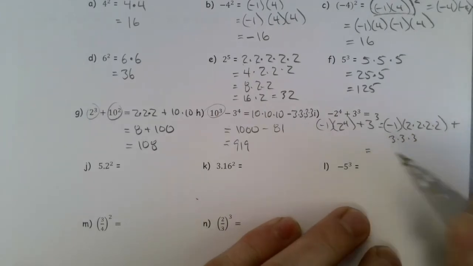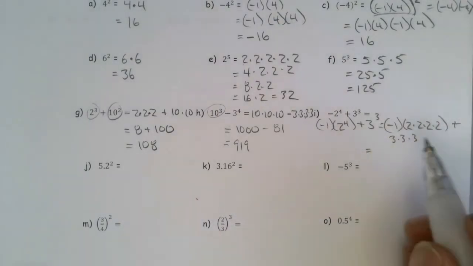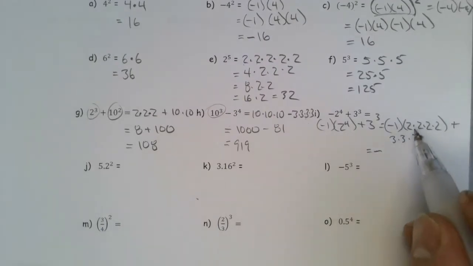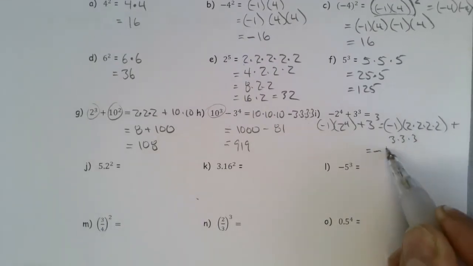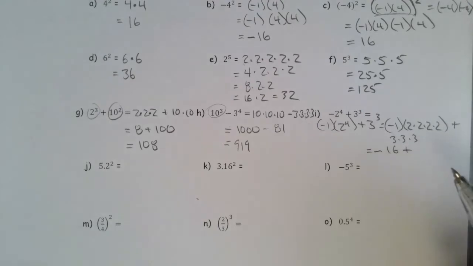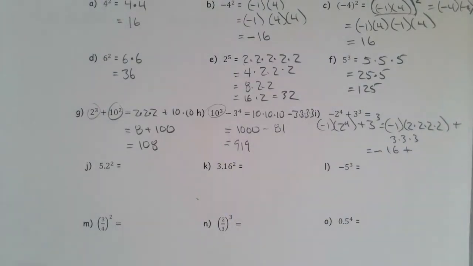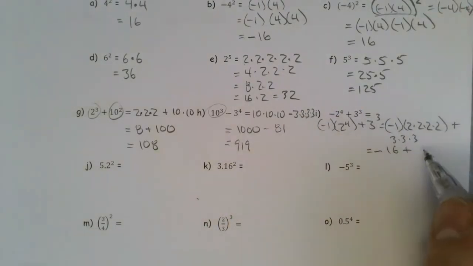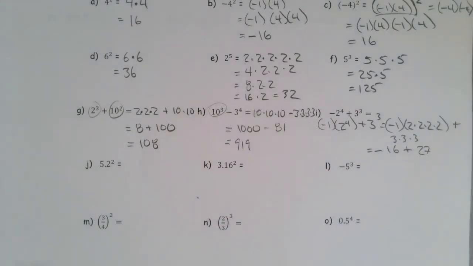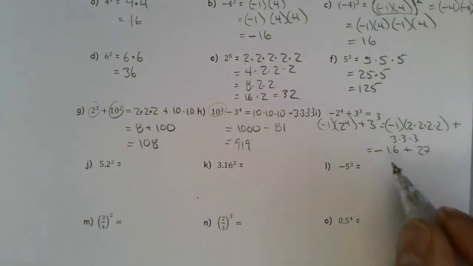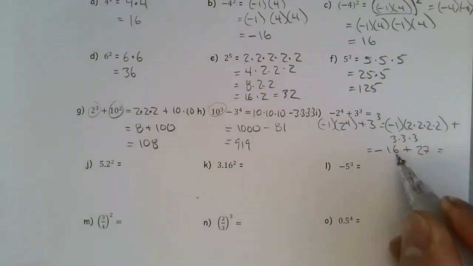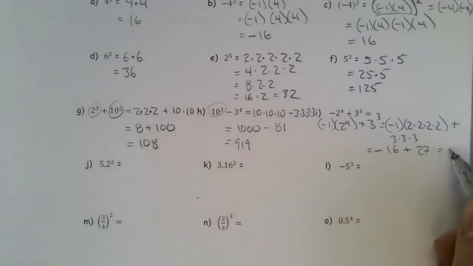Three factors of 3. So this first one's going to be negative. Okay, well, 2 times 2 times 2 times 2 is going to be negative 16. And then 3 times 3 times 3 is going to be 27. Okay? And so then 27 minus 16, which is really what this is, negative 16 plus 27, or 27 minus 16. This is going to be 11.